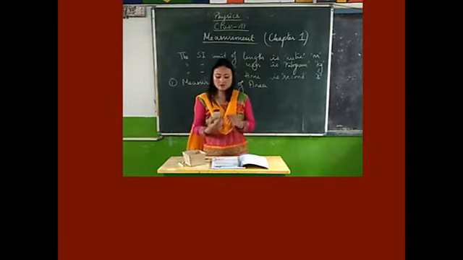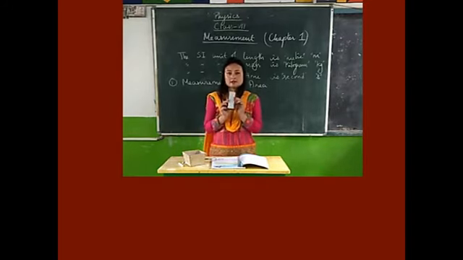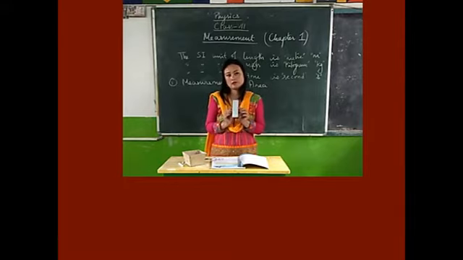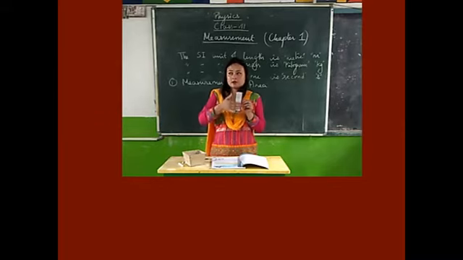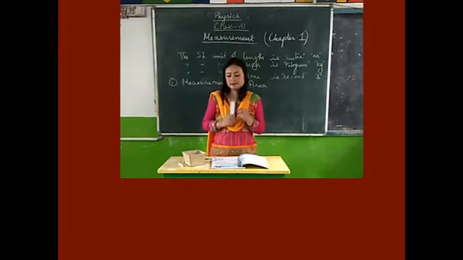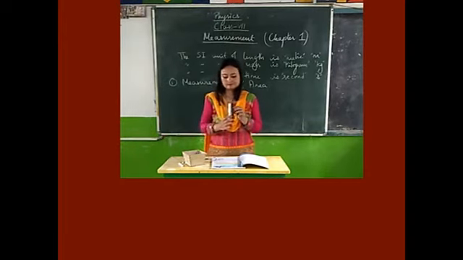Okay, so if you have to measure the area of this duster, what does it mean? You have to measure the surface. And in order to know the surface, you need to know the length and the breadth. So if you have to find the area of this duster, you need to know the length and the breadth. That's why length and breadth.